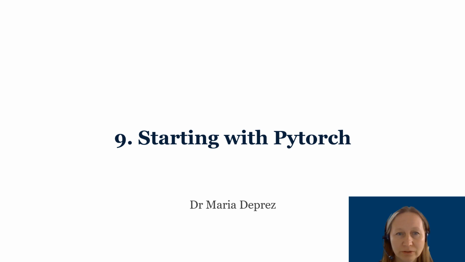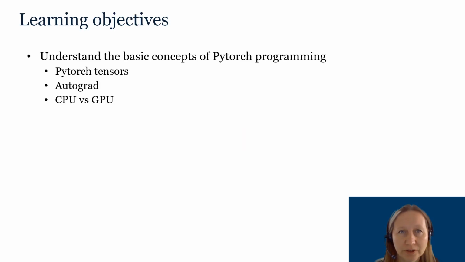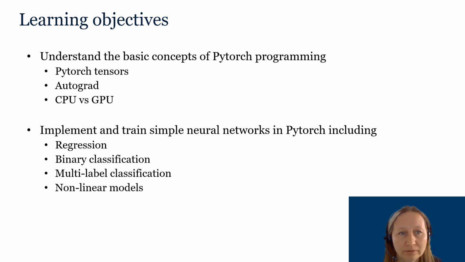In this final video, I will give you practical guidance how to implement neural networks in Pytorch. First, you will learn about the basic concepts of Pytorch programming, including what are Pytorch tensors, automatic differentiation using autograd, and training on CPU and GPU. Then, we will also learn how to implement regression and binary and multi-label classification using neural networks. Finally, we will learn how to implement nonlinear models using multiple layers of neurons.